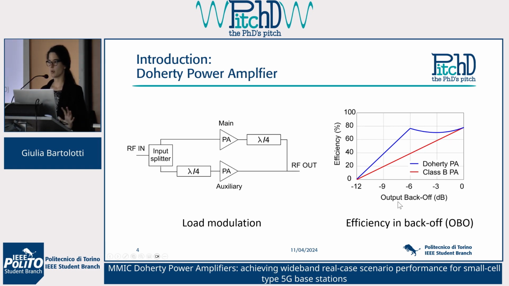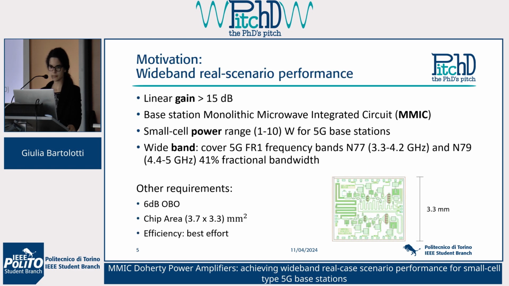By doing that, this process is called load modulation, we can achieve high efficiency also in the OBO, so for power lower than the maximum one. This is important because current communication schemes work on average at a lower output power than the maximum. So we want our communication schemes to be efficient, and therefore we need high efficiency in the OBO, and we use Doherty for that.